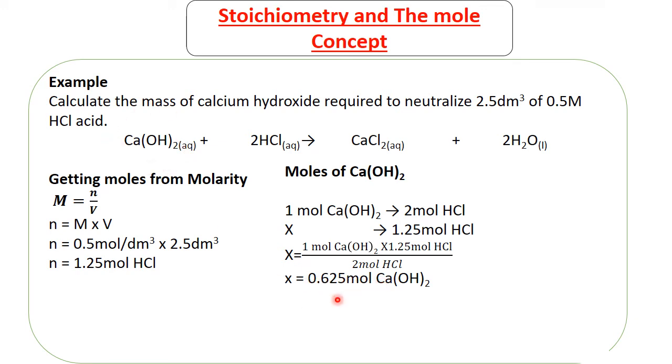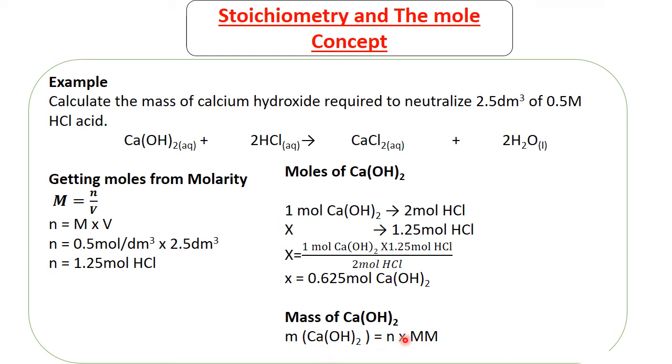With that being said, what is the mass? How can we tell the mass of calcium hydroxide from the number of moles? We know the formula. Mass of calcium hydroxide, simple. We multiply number of moles times molar mass. This is the equation we learned in the earlier videos, where number of moles is equal to mass of a substance divided by the molar mass. But we have made mass the subject.